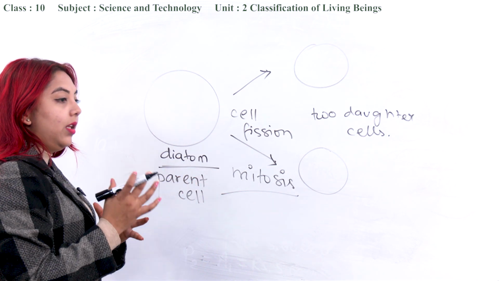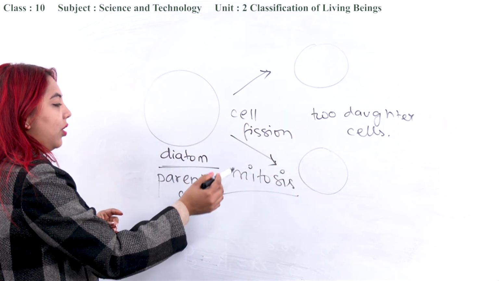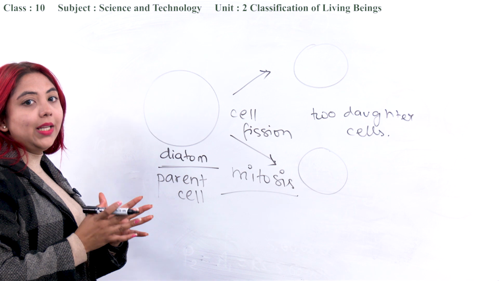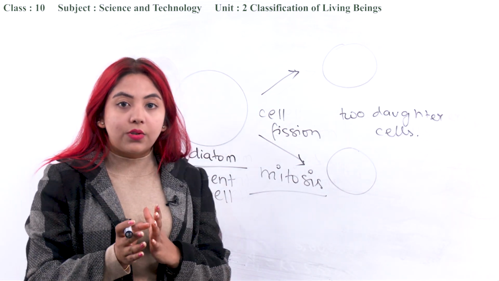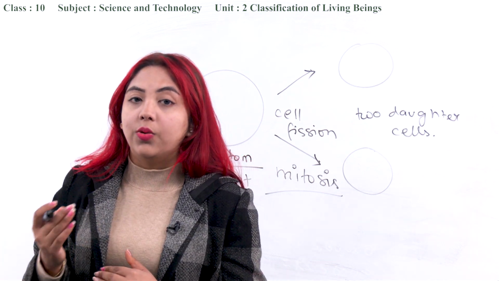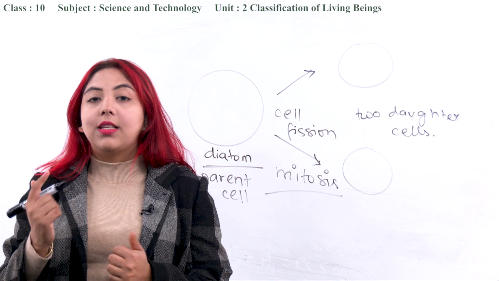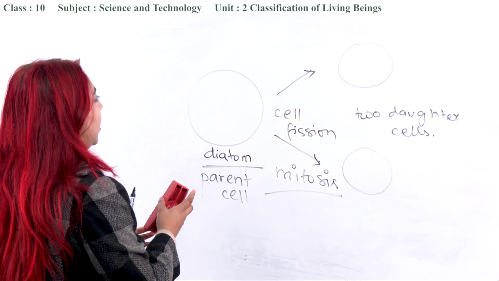So, the organism that we get after the cell fission of this algae is completely identical to the parent cell due to absence of meiosis. In this way, an algae can also reproduce asexually. And not only that, there is another mode of vegetative reproduction as well, that is fragmentation.